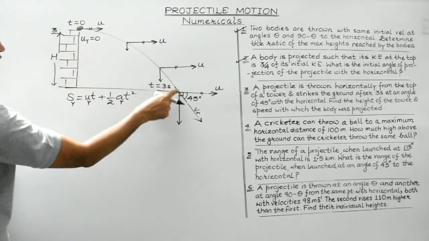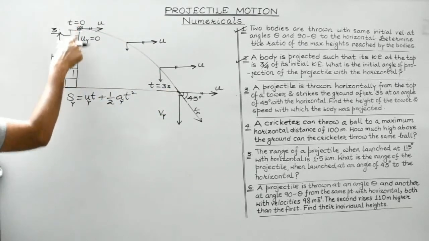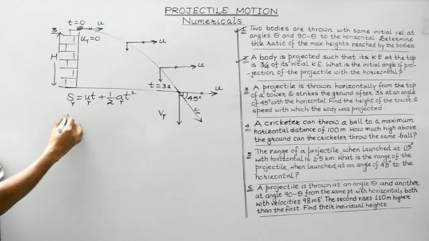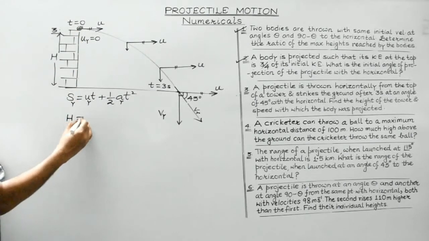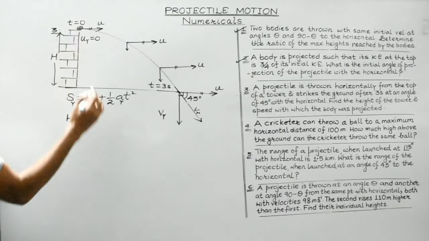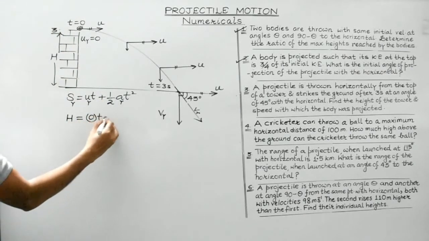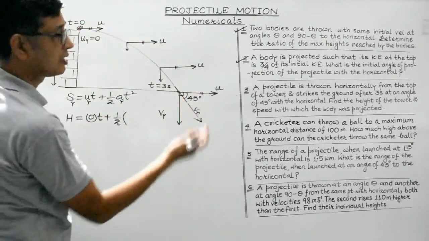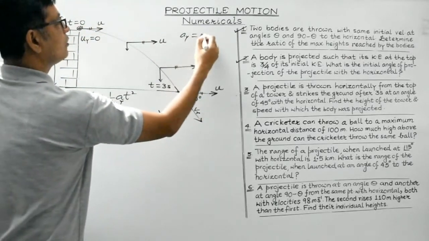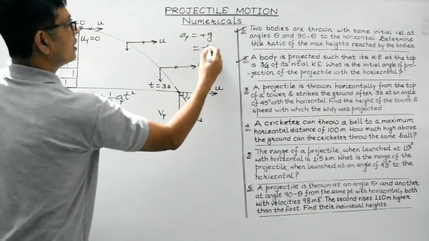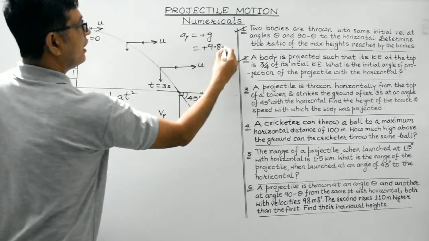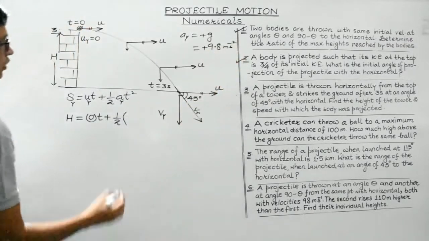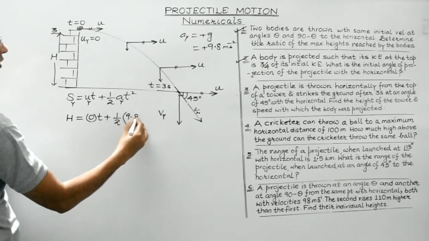In total time 3 seconds, the body has covered vertical displacement of h. Uy, the initial velocity at this point, is 0, plus half ay. It is coming downward, so ay is equal to plus g, that is plus 9.8 meter per second square. So it is 9.8.